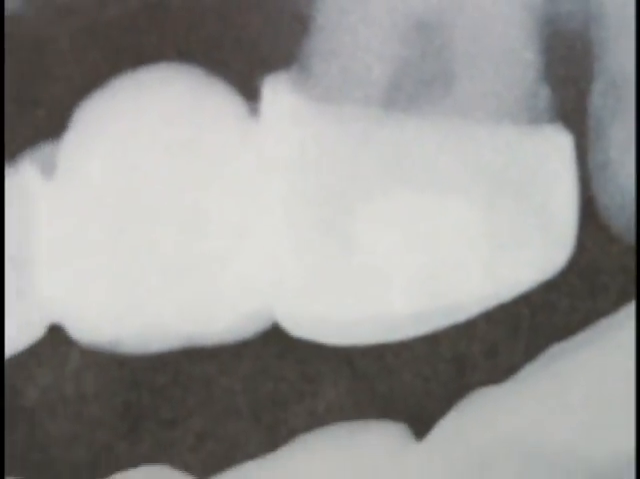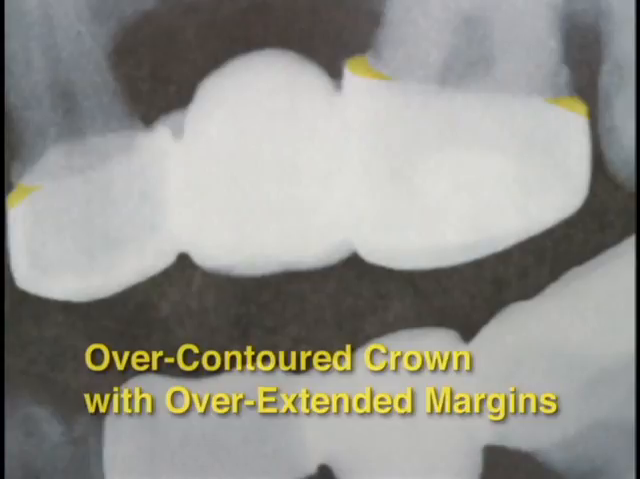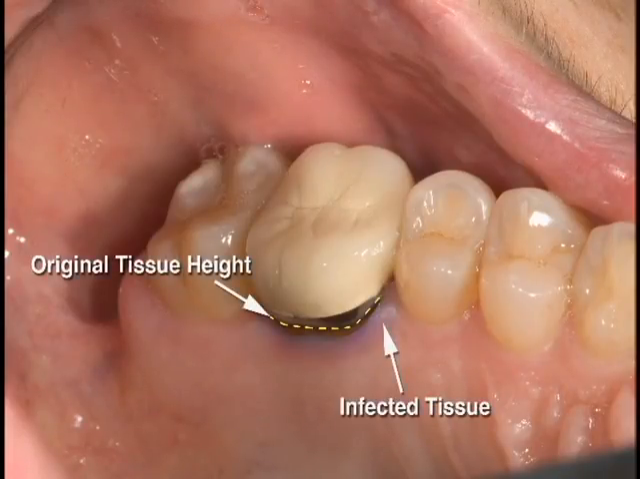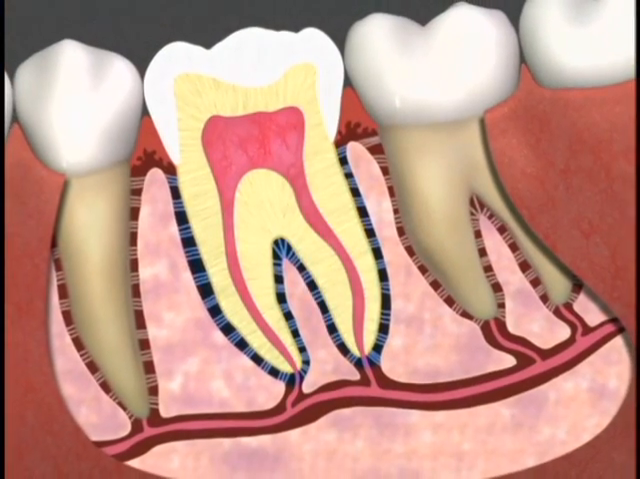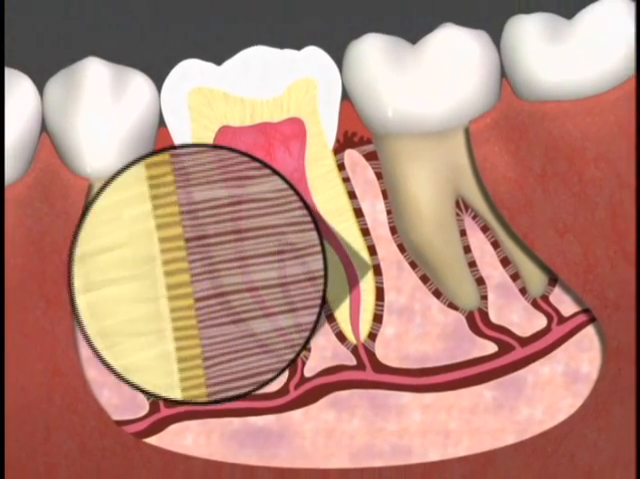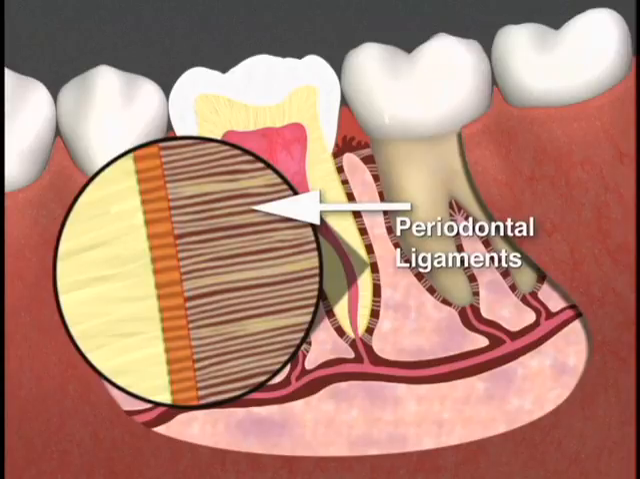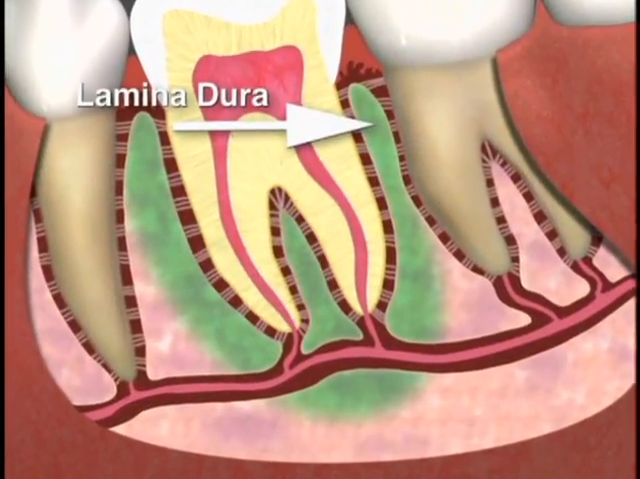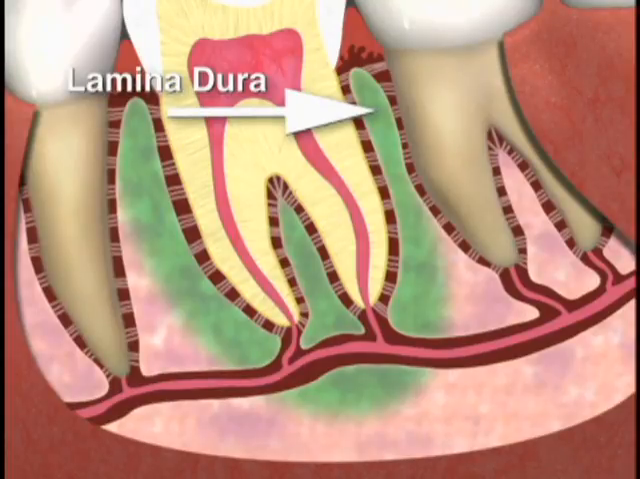Overextended margins and over-contoured crowns also cause problems because the tissue recedes from the crown at the margin, this time exposing the cementum, which again starts the process of destruction of soft and hard tissues. As I already said, adjacent to the cementum are the periodontal ligaments. These ligaments are attached to the cementum on one side and the bone of the alveolar socket on the other. This bone is called the lamina dura.